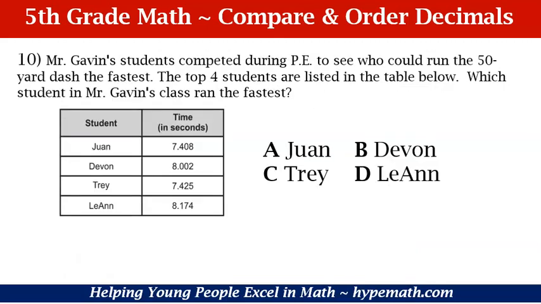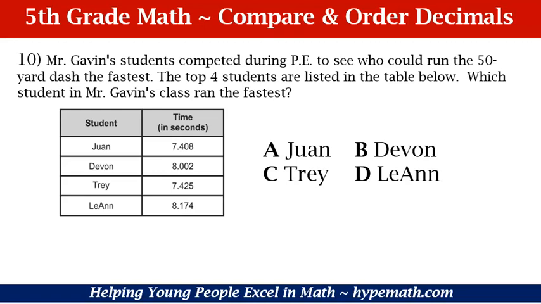All right, let's look at number 10. Mr. Gavin's students competed during PE to see who could run the 50-yard dash the fastest. The top 4 students are listed in the table below. Which student in Mr. Gavin's class ran the fastest? Okay, we see that we have a chart, and each student's time is in seconds.